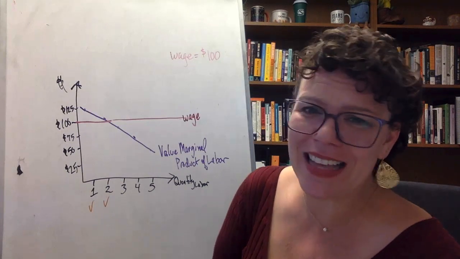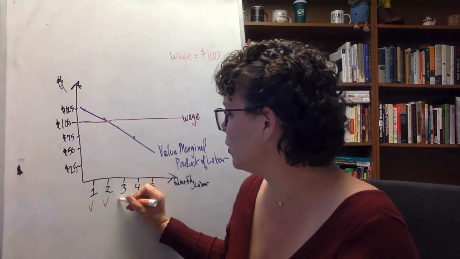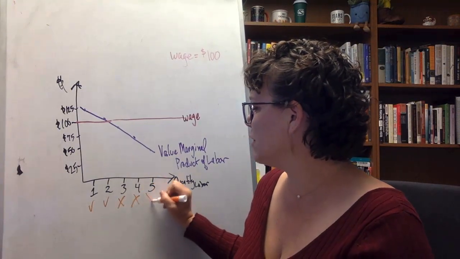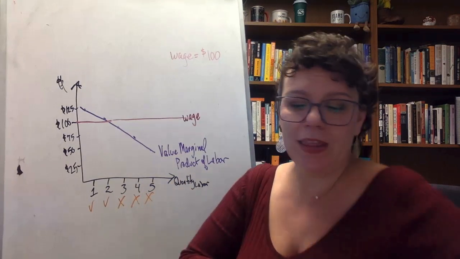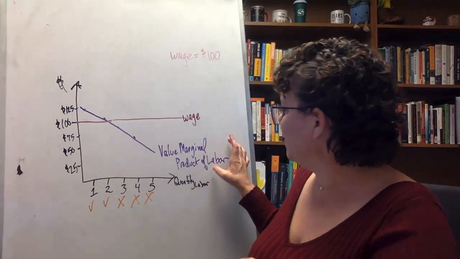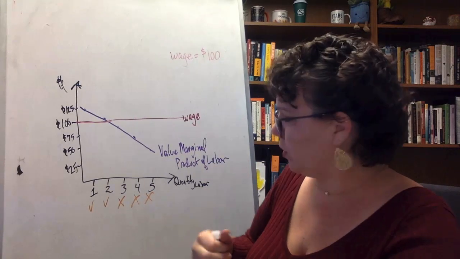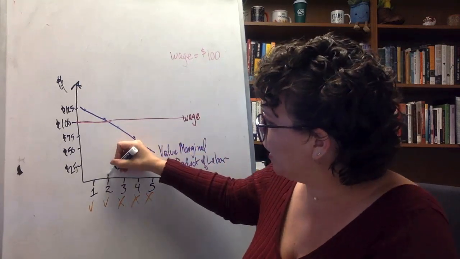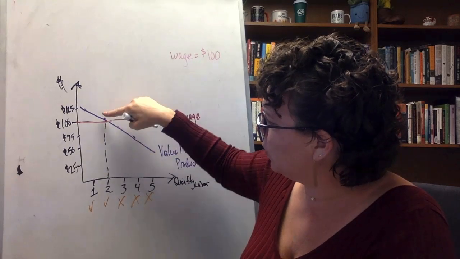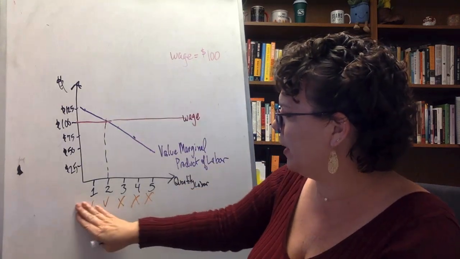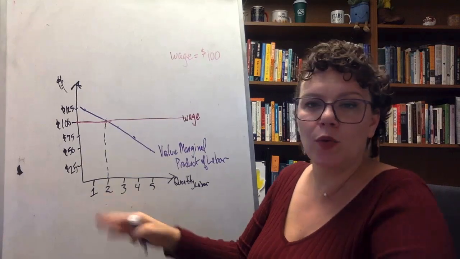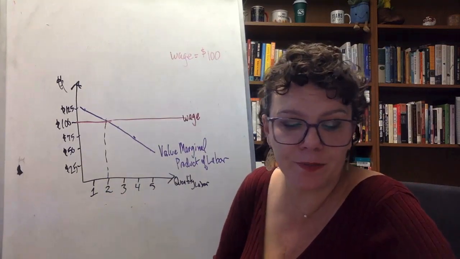So it doesn't make sense for the firm to hire that worker or any subsequent worker. So what that means is, if we compare the value marginal product curve to the labor curve, or the wage curve, we can derive the equilibrium quantity of labor. That's how many workers the firm's going to hire.